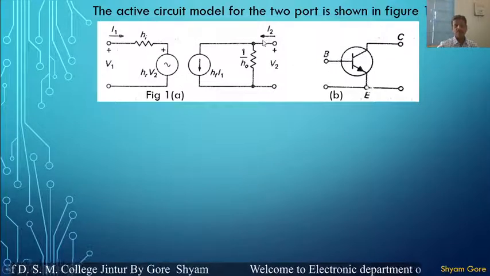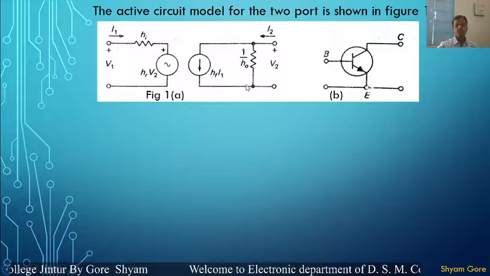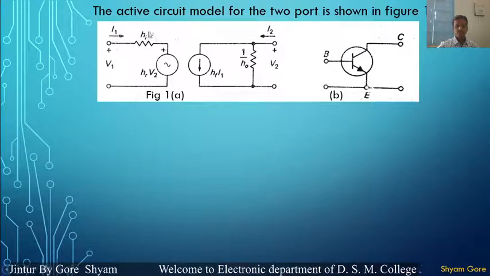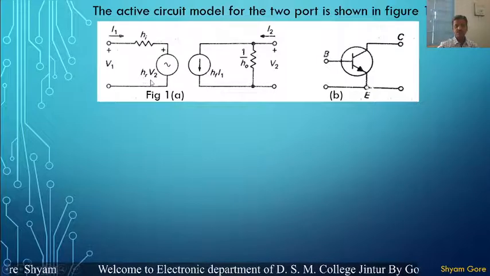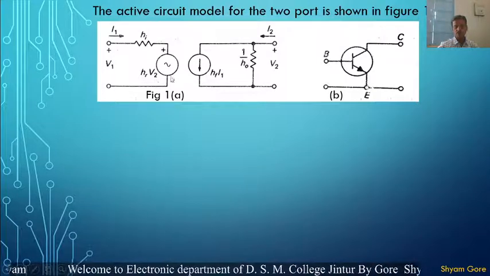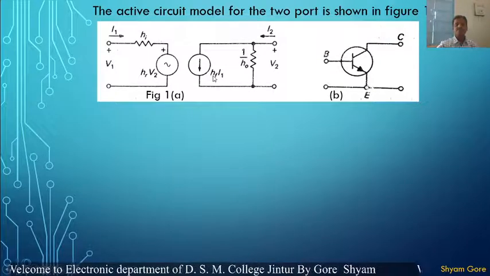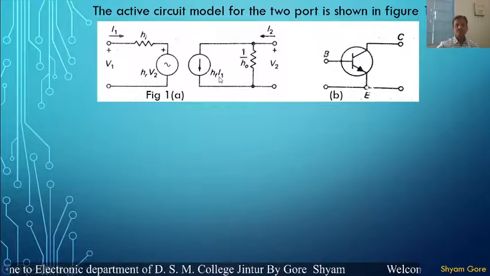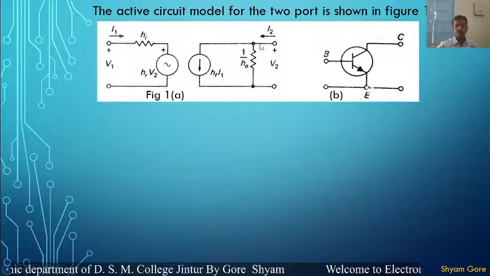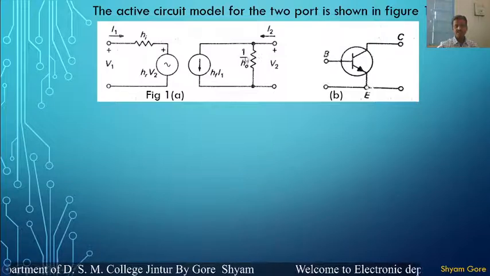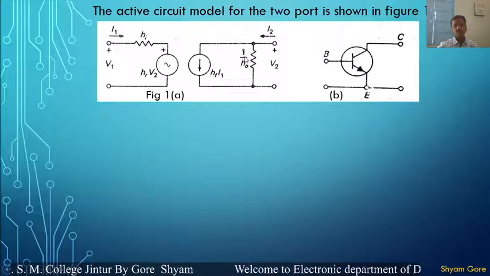And for the two-port network, we obtained such types of the active circuit model which have input impedance, that is the HI, which have reverse voltage gain HR, which is controlled by the output voltage V2. Similarly, which have the forward current gain HF, which depends upon the input current, HF into I1, and the output admittance is represented by 1 divided by HO. This is the active circuit model for the two-port network.